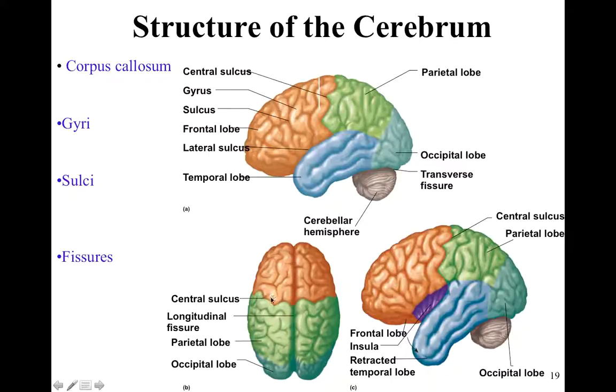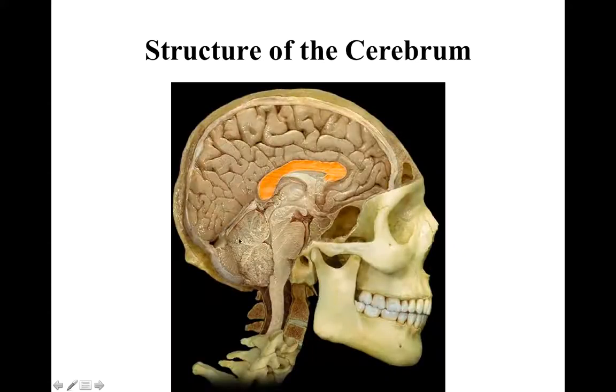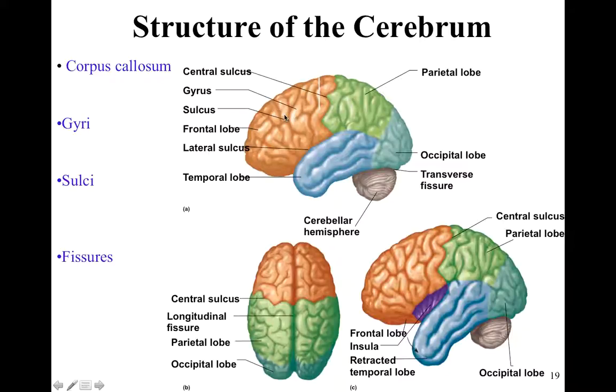But for the cerebrum, the left and right sides do communicate through the corpus callosum. We'll see it a little bit better in the next picture. Actually, let's go there now. Here's that corpus callosum right here. That's going to allow the left side of the brain to talk to the right side of the brain. The hemispheres are separated by something called the longitudinal fissure, which runs down the center of the brain.